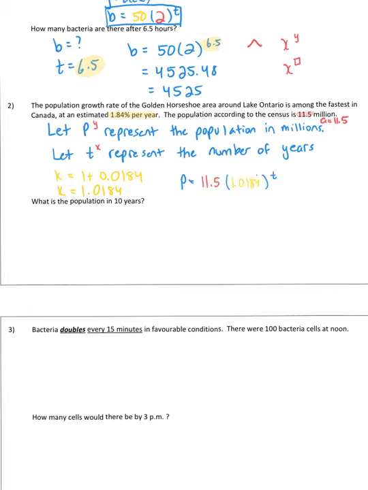So the equation we get is P is equal to the A value, 11.5, times the base, 1.0184, to the exponent T. And then part B, we are asked, what is the population in 10 years? So now we are going to substitute in 10 for the exponent and then use our calculators. And you should get 13.8 million. So after 10 years, the population will reach 13.8 million people.